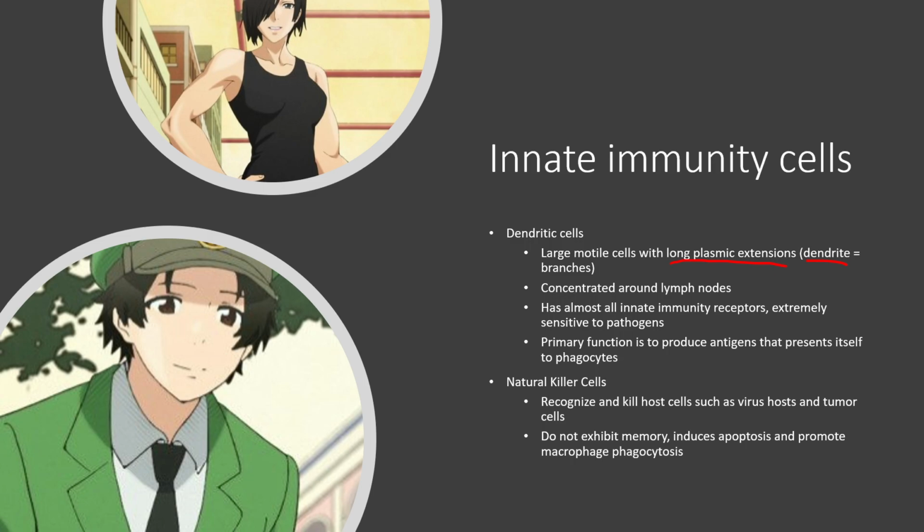Next, we have our natural killer cells. You will encounter this in the anime as a lady in a tank top. This recognizes and kills host cells such as virus hosts and tumor cells. These cells do not exhibit memory, and the way they kill our cells is they induce apoptosis and promote macrophage phagocytosis. So in the anime, the natural killer cell is shown to kill cancer cells.